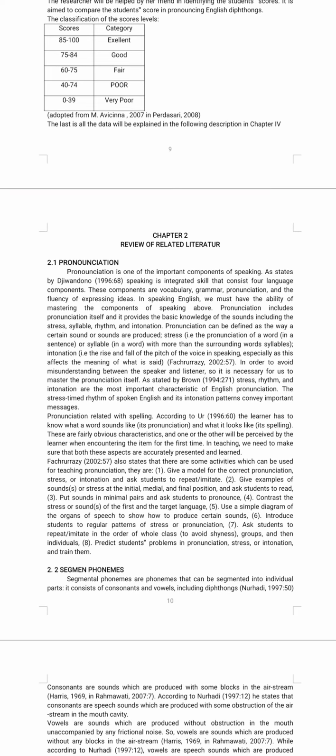Pronunciation can be defined as the way certain sounds are produced, like stress, and the pronunciation of a word.